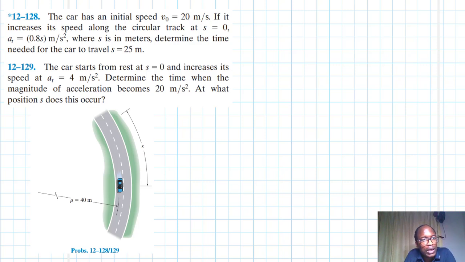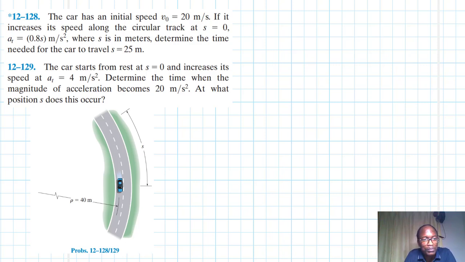The problem reads: the car has an initial speed of v naught equal to 20 meters per second. If it increases its speed along the circular track at a_t equal to 0.8 s, where s is in meters, determine the time needed for the car to travel s equal to 25 meters.